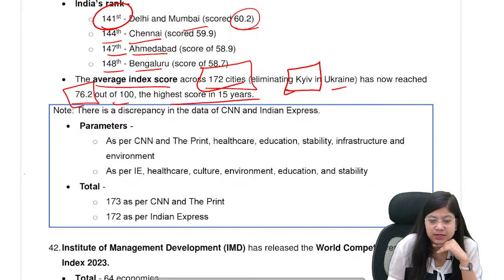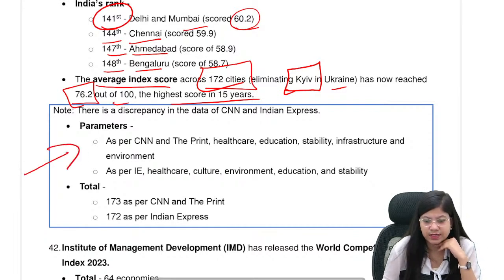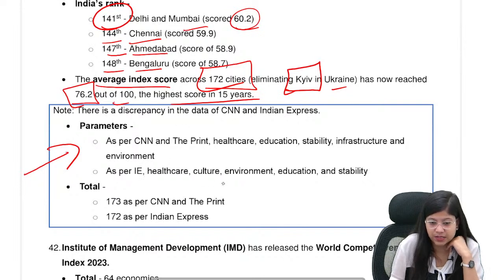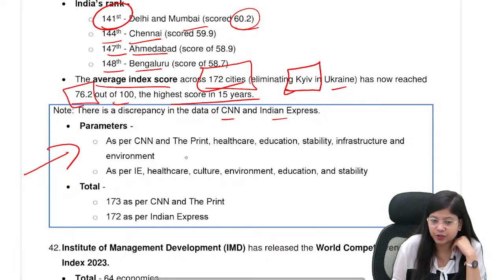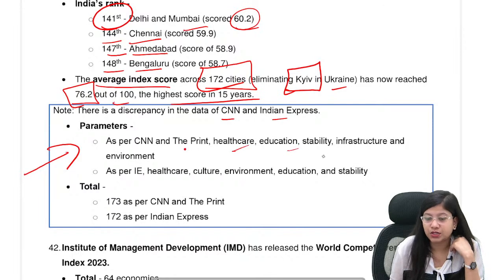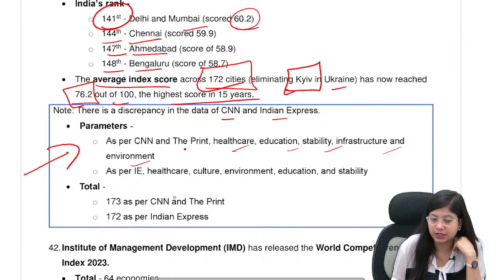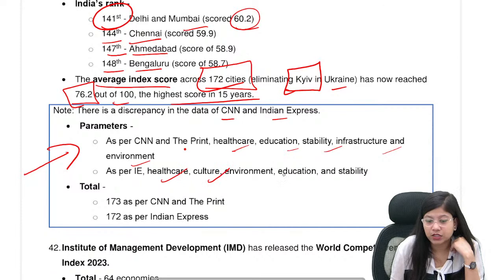Then here guys, you can read this on your own. Not much here. Just let me clarify this discrepancy. As per the data of CNN and Indian Express, as per CNN, health, education, stability, infrastructure and environment are the parameters. Healthcare, culture, environment, education and stability are the parameters.